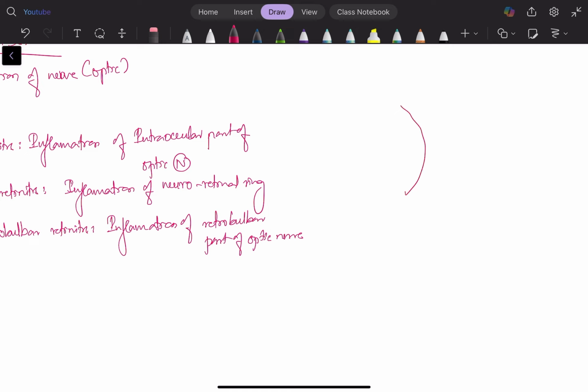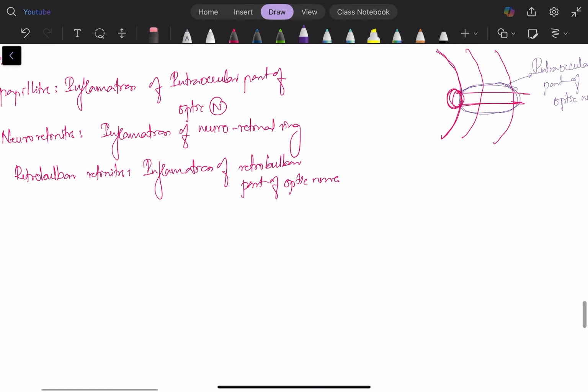So make a simple diagram. Okay, this is a retina. This is your optic nerve passing at the optic disc, right? So I'm just representing how this intraocular part of your optic nerve, the intraocular part of the optic nerve. That's fine, right?